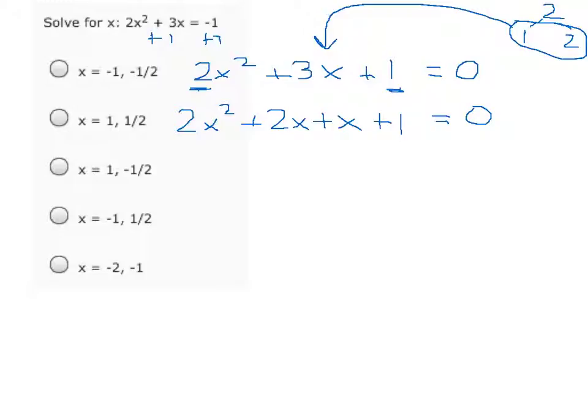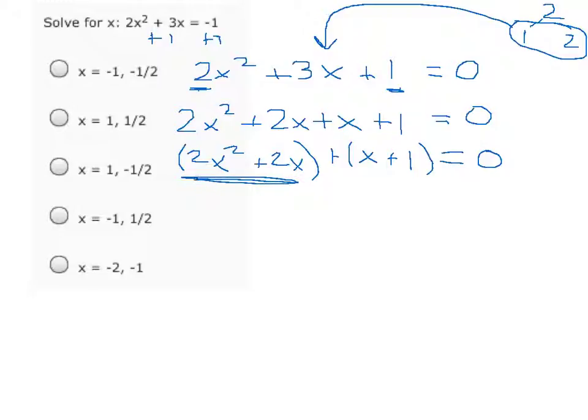Now we can continue this by factor by grouping, and so we want to group our 2x squared plus 2x in one group, and our second group will be x plus 1. And then notice that we have common factors in this first grouping, so we can take out a 2x, and we're left with an x plus 1 on the inside, plus there's no common factors in the second grouping, so it stays as x plus 1.